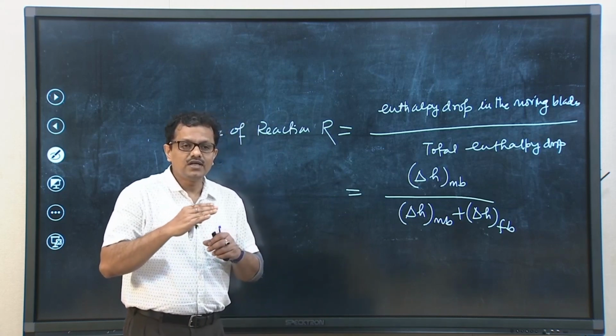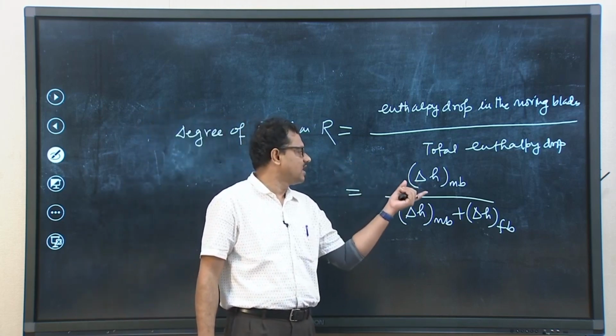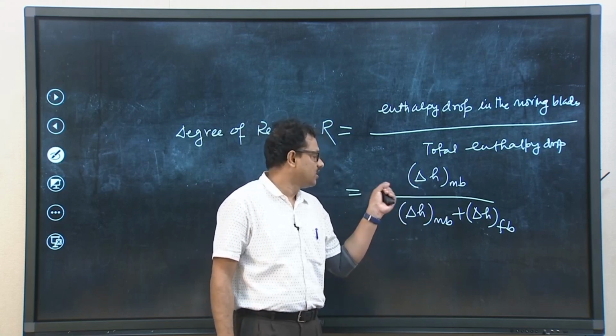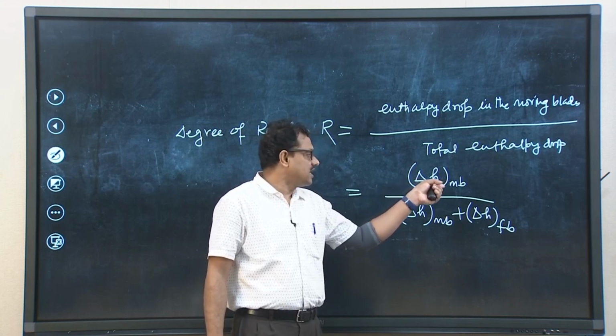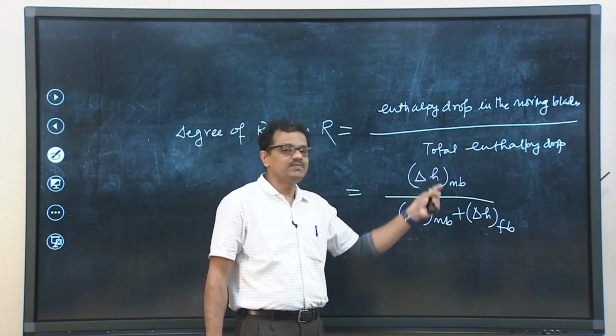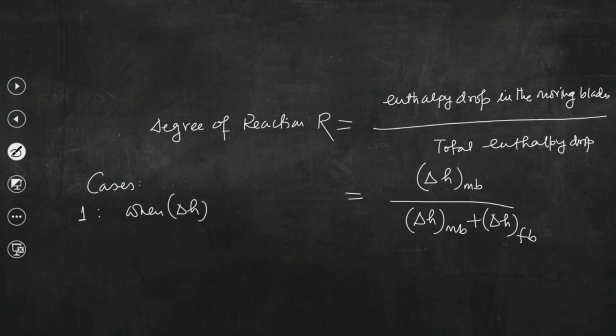Now, if we need to know what is the extent of reaction force that is responsible for the wheel rotation, to understand that, we are defining this term, that is degree of reaction R. So, now you can understand this delta H MB, in case of a purely impulse turbine, this delta H MB is equal to 0. So, I am discussing several cases. Case 1: when delta H MB equal to 0, then R equal to 0.